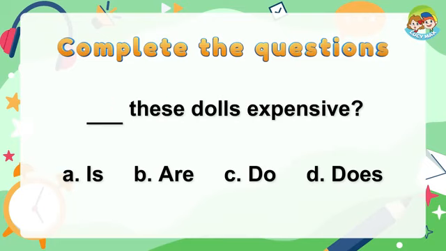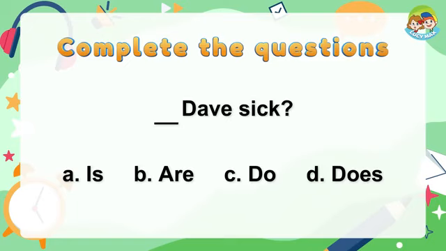Blank these dolls expensive? We do not use a do verb, so we use a be verb are. Are these dolls expensive? Blank Dave sick? There's no verb, so we don't use a do verb. We use the be verb is because Dave is one person. Is Dave sick?